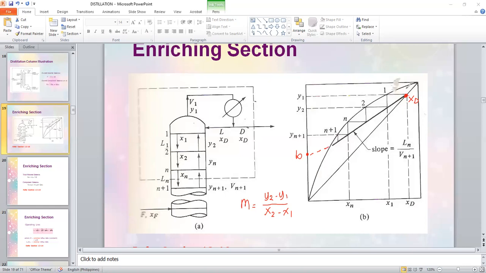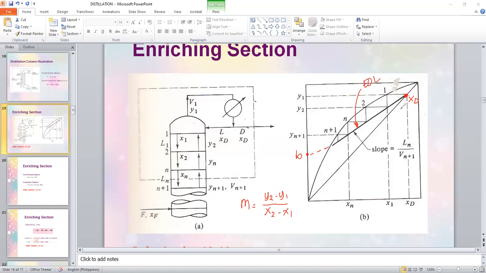After that, you will construct the next two lines, which is the stripping section and the q line. But before I proceed, do you have any questions so far as to what I have discussed in here regarding the plotting of the enriching section operating line? We label this as EOL. Then we still have the advantage of face-to-face classes. So this is our enriching section operating line.